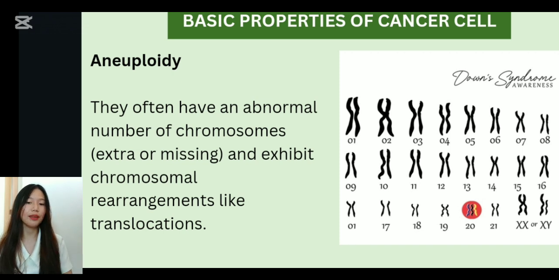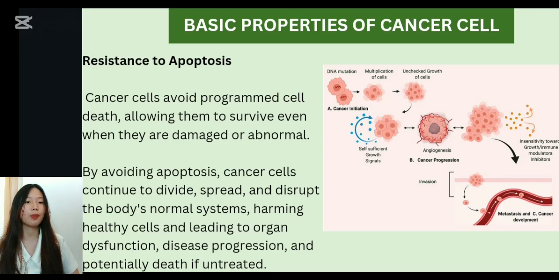So, meron siyang abnormal number of chromosome. Yun ang kanyang isang properties ni cancer cell. So, next is properties niya is resistant siya to apoptosis.